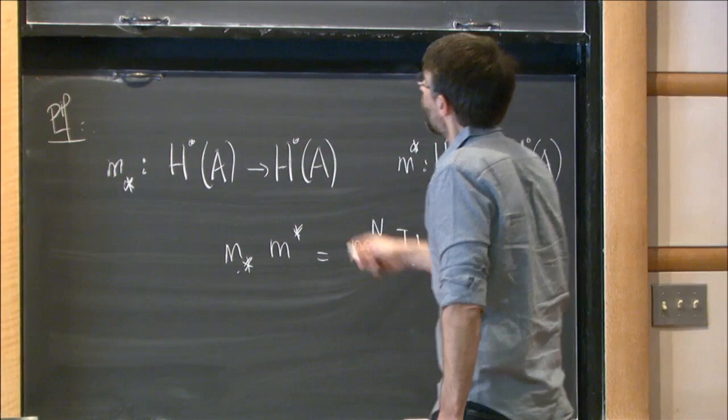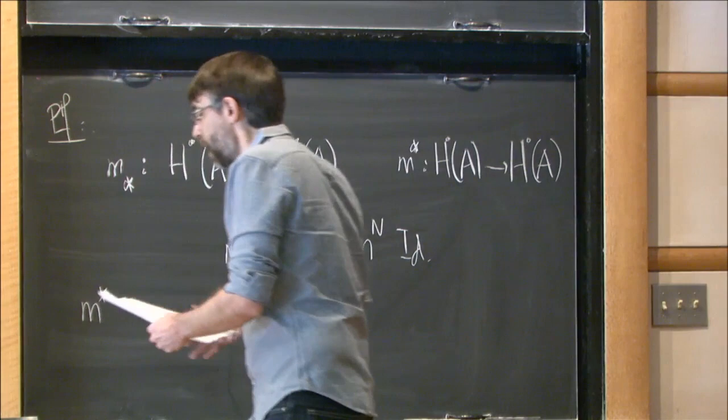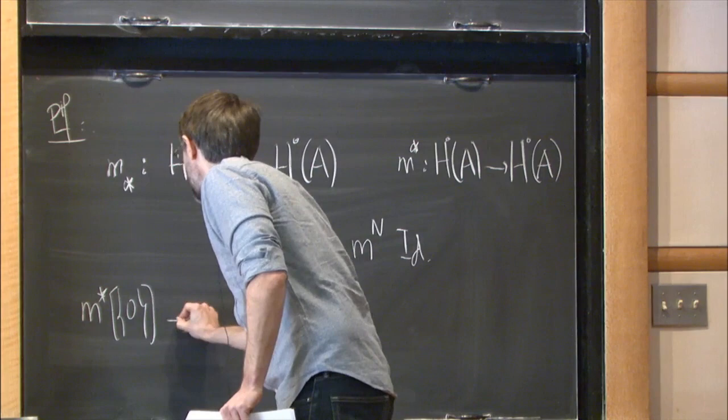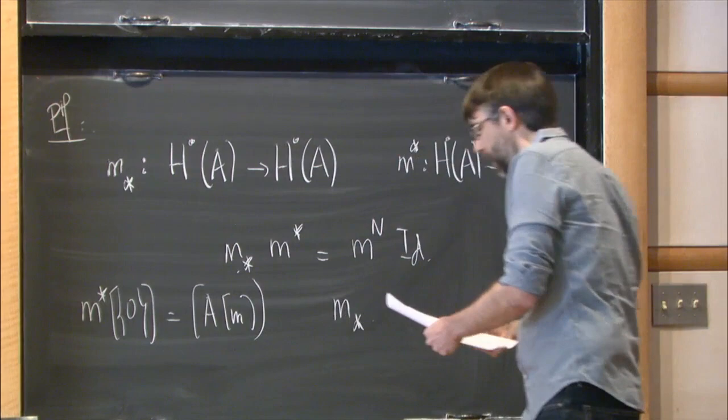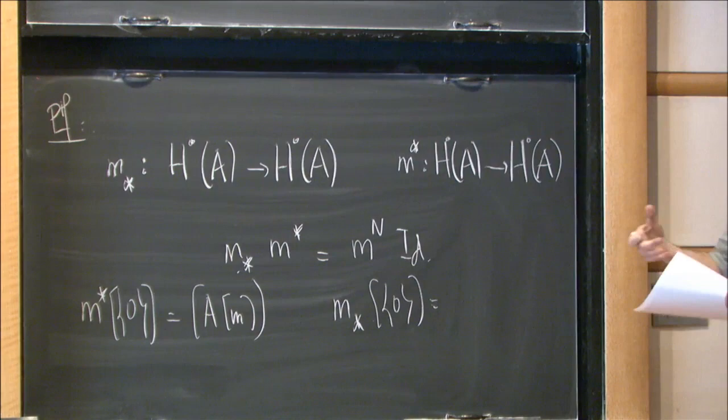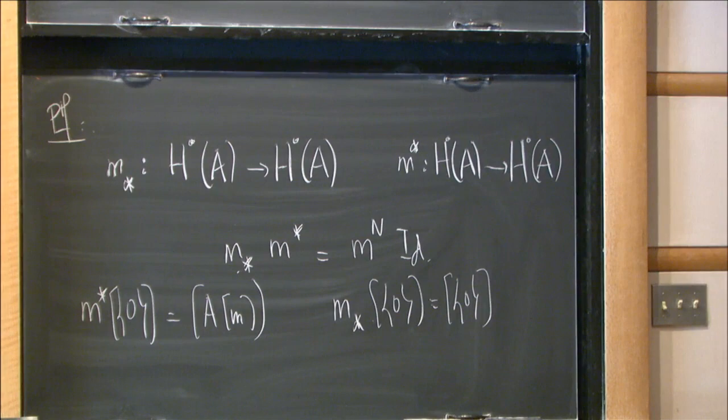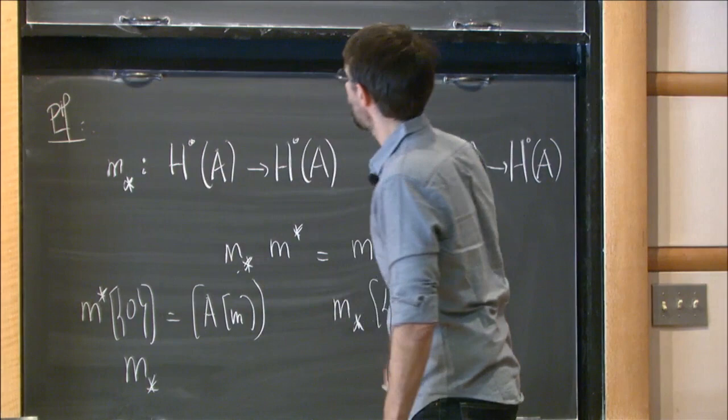Okay, and now we will look at this by making the following observation. What is the pullback of the zero section? The pullback of the zero section is a set of m torsion points, so it's a class of m torsion points. And what is the direct image of the zero section? Of course, you push the zero section onto the zero section, so it's itself.